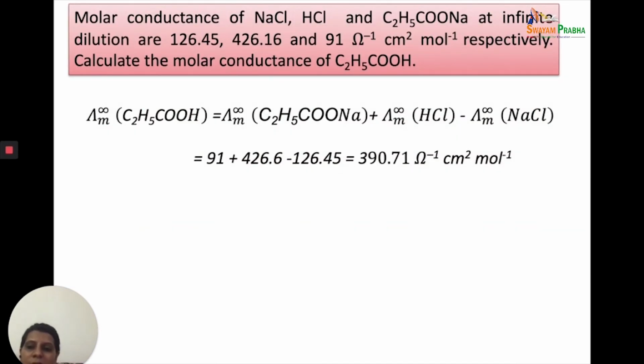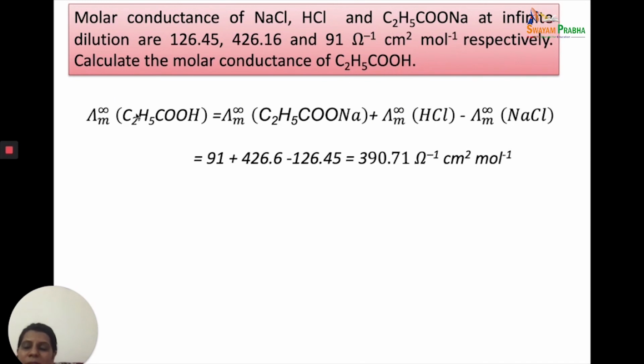Let's look at propionic acid. I want the value of lambda m infinity of propionic acid. So the numerical says that we are given the molar conductance values of NaCl, HCl, and sodium propionate at infinite dilution as 126.45, 426.16 and 91 ohm inverse centimeter square mole inverse respectively. I am to find out the molar conductance value at infinity for propionic acid. How do we go about it?